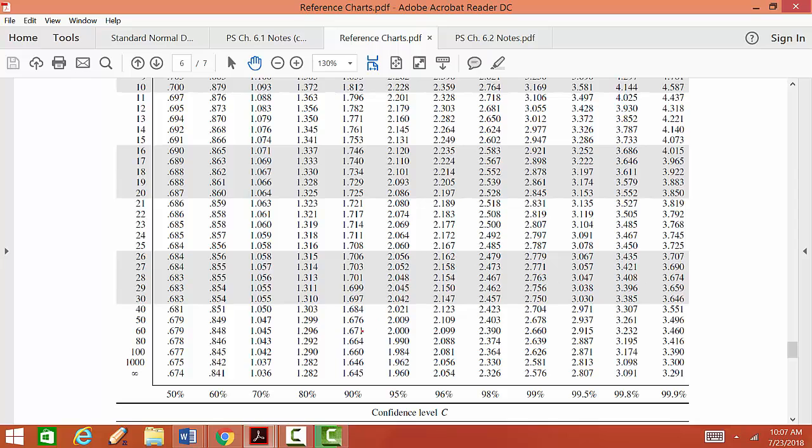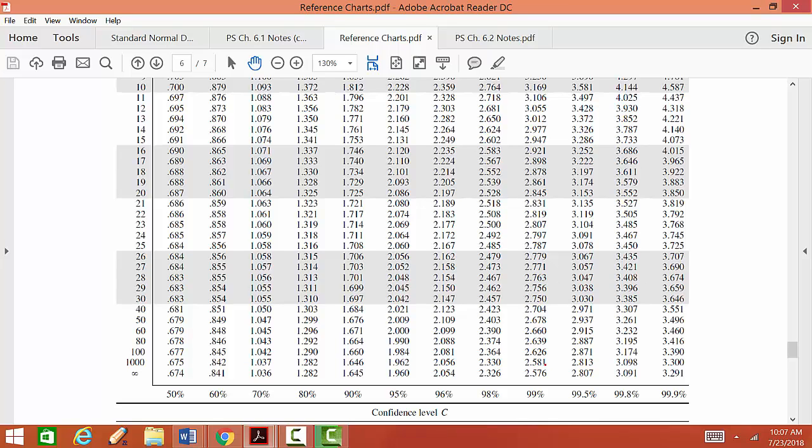If you go back, what's the z-score for 90%? 1.645. What's the z-score for 99%? 2.576. I think we used 2.575, but 2.576 is actually more accurate. But notice those are all z-scores at the very bottom. So if you have a popular confidence level that's used, like 50, 60, 70, 80, 90, 95, 96, 98, 99, and so on, you can use this chart for z-scores as well, even though it's the t-distribution chart, because it's on the infinity line for the degrees of freedom.